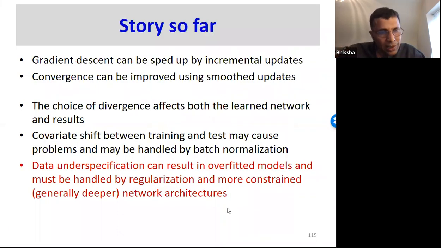So the final thing we saw today was that data under specification can result in overfitted models. And these must be handled by regularization of the weights and by more constrained, generally deeper network architectures. So I'll stop here. If you have any questions, I can take them.